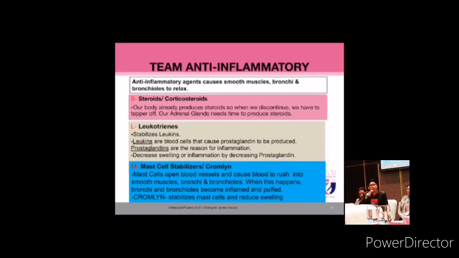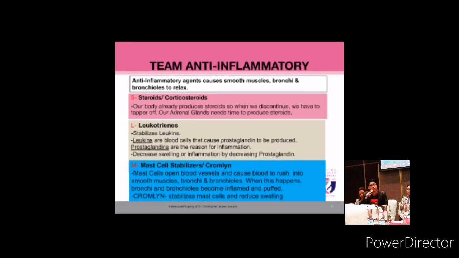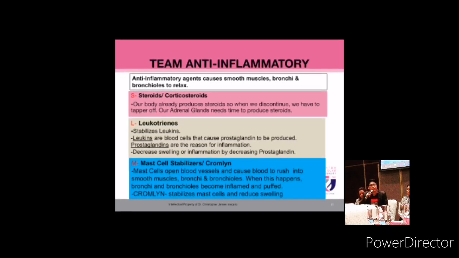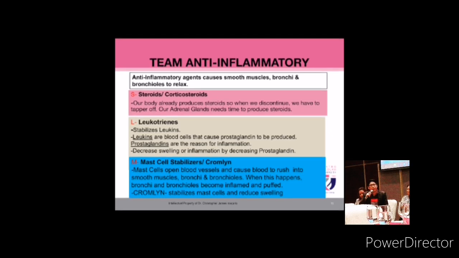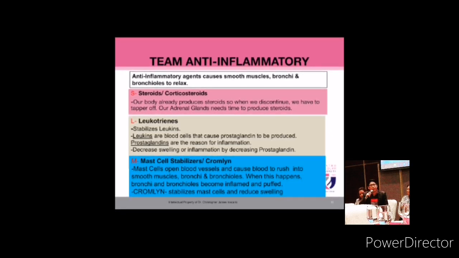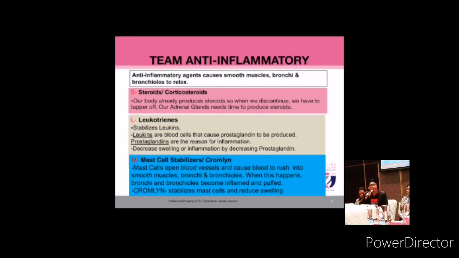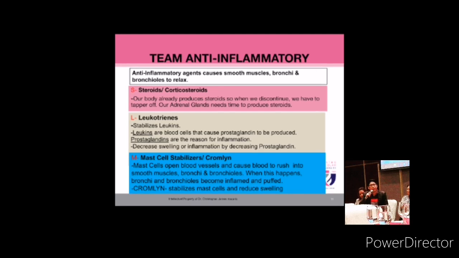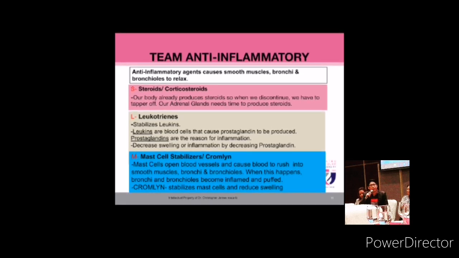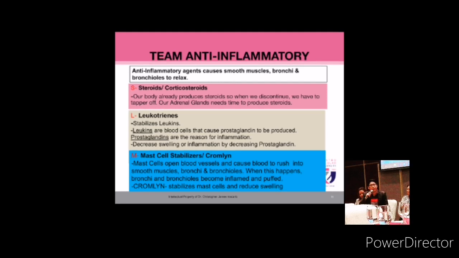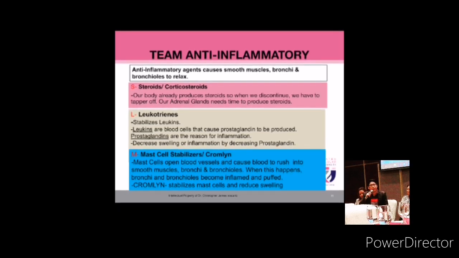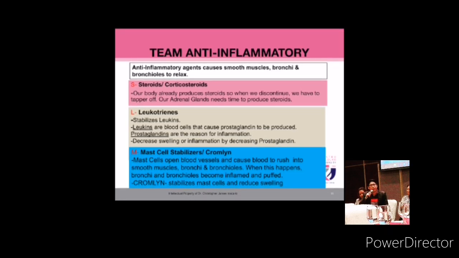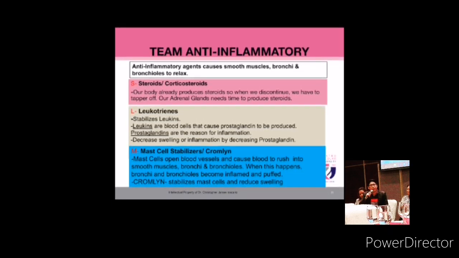So, during the course of the treatment, kung taper off na siya dyan, the adrenal gland, what it does is it senses that at konti-konti, okay, nagpo-produce na siya ng steroids hanggang sa ultimately, nagproduce ulit siya ng normal na ginagawa niyang steroids. Okay? Next is your leukotrienes. From the word itself, leukotrienes, it stabilizes the leukines. Pero ano ba talagang ginagawa ng leukines na yan? They are blood cells that cause prostaglandin to be produced. Ulitin natin. Let's repeat it.